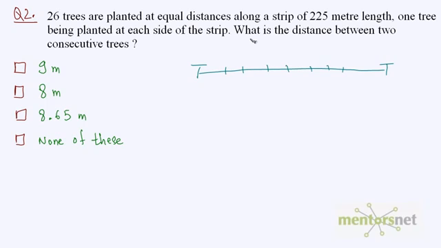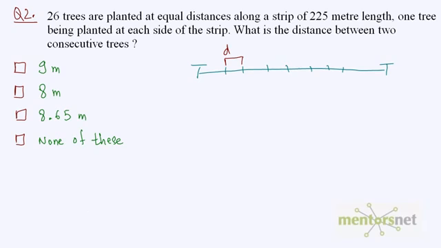Now you have been asked the difference between the consecutive trees. So you have been asked this distance. To find the distance, you'll have to first calculate in how many parts this strip is getting divided because of the trees. Once you get those parts, then you can calculate the length of each part, which is ultimately the distance between the two trees.